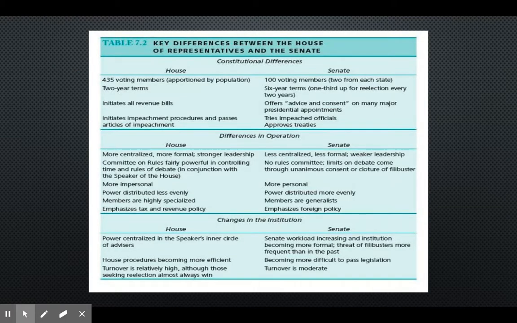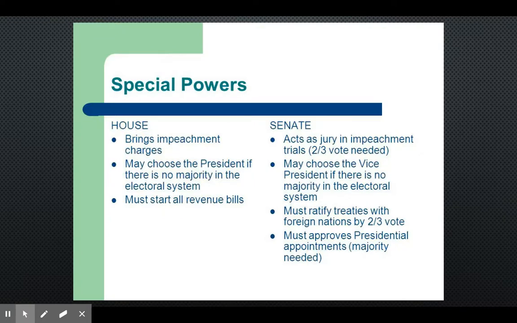So these are just some of the differences between the House and the Senate that we've already talked about, but you can come back and look at this chart if you would like, just to see a little bit more of the differences between the two chambers. And these are some of the special powers that each chamber has, so make sure that you're aware of these.